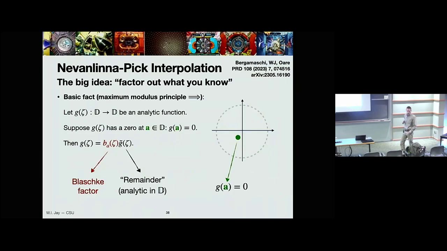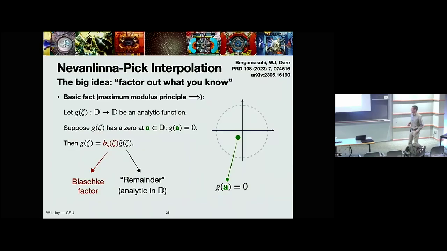To do so, we're going to use a corner of complex analysis that, at least from my informal polling of physicists, was not covered in anybody's undergraduate complex analysis course. This corner of complex analysis is old and illustrious and goes by the name of Nevanlinna-Pick interpolation. If you've never heard of it, that's no big deal, because the big idea is in fact easy to state. It's just factor out the things you know, right?